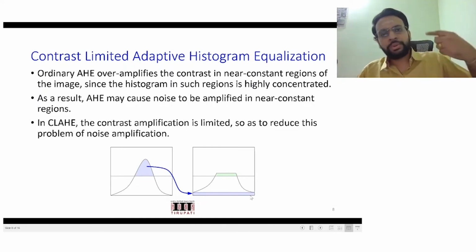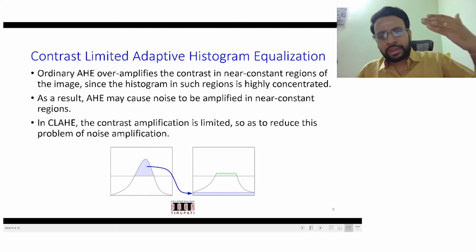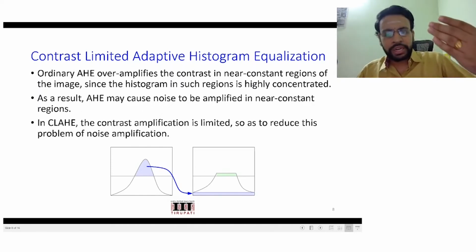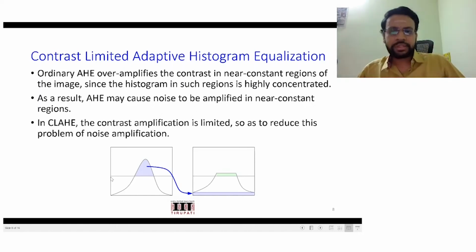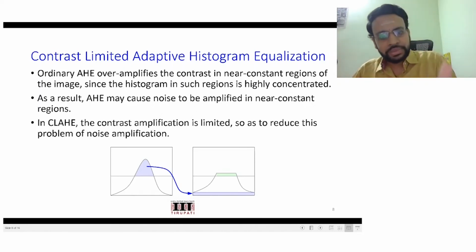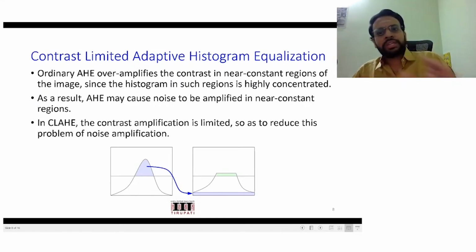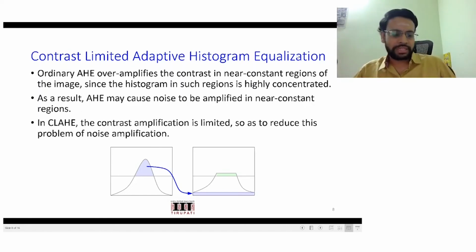So this you would be doing iteratively until there is no intensity value for which the PDF is greater than this predetermined maximum value. And then on this one you would be doing histogram equalization. Again, this you could do locally, and that is when you refer to it as contrast limited adaptive histogram equalization.